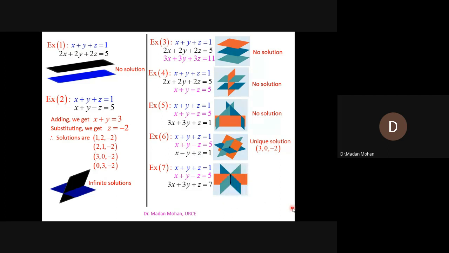It looks like this. Star shape. The first two intersect in a line. Example 2. These are the points.